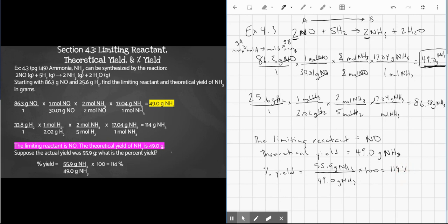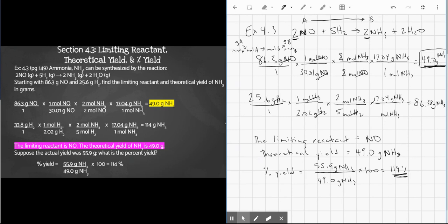So I wanted to show you guys a couple of things. Yes, you can have over 100% yield because we had more mass than we should have, and I wanted you guys to think about what that means. So is this a good thing if we are in a lab and we're starting with 86.3 grams of NO and I'm supposed to make 49, but I actually have 55.9 at the end? Not necessarily a good thing.